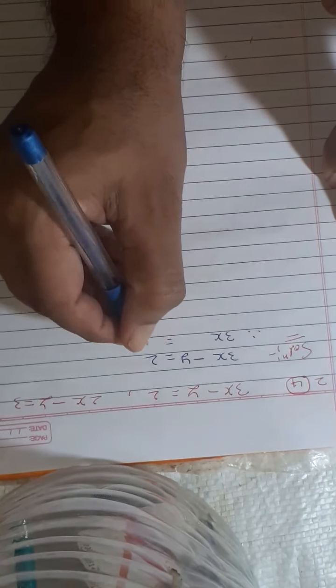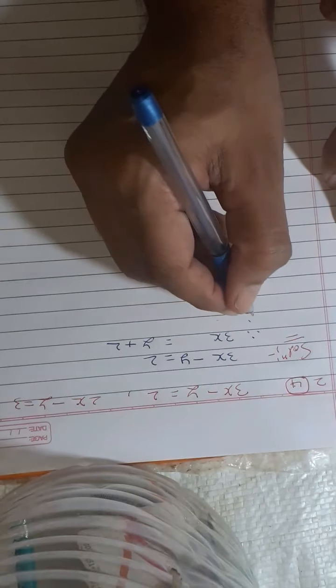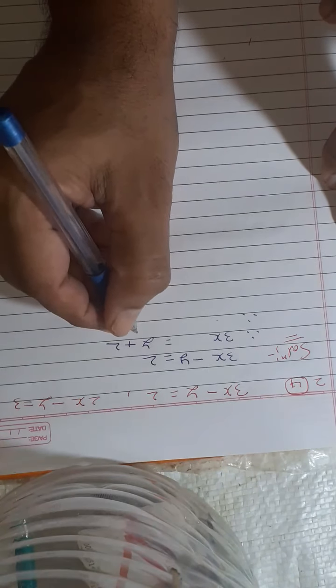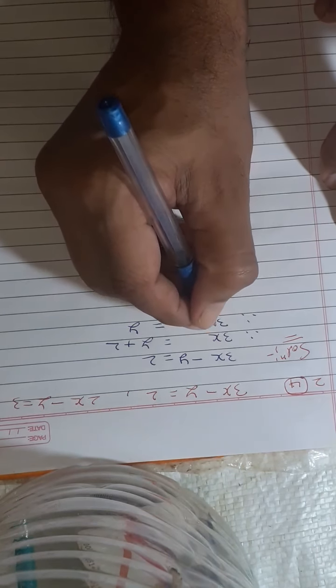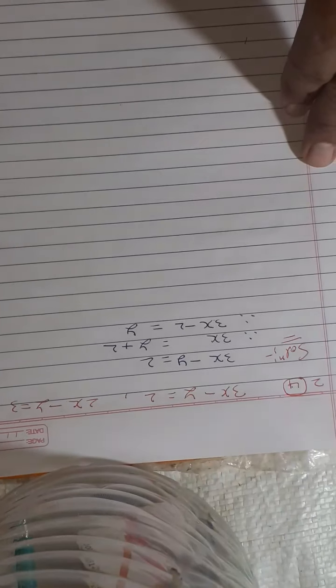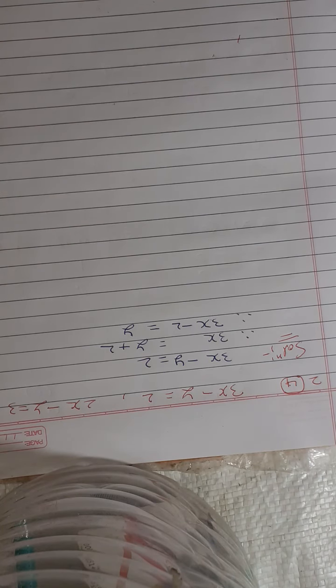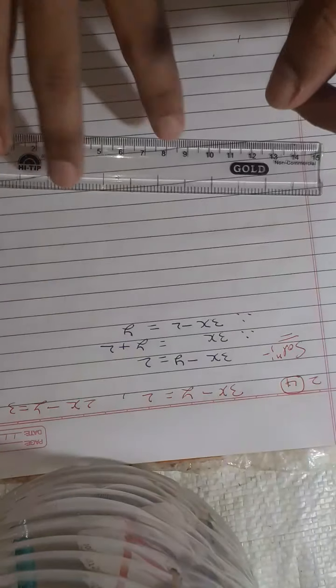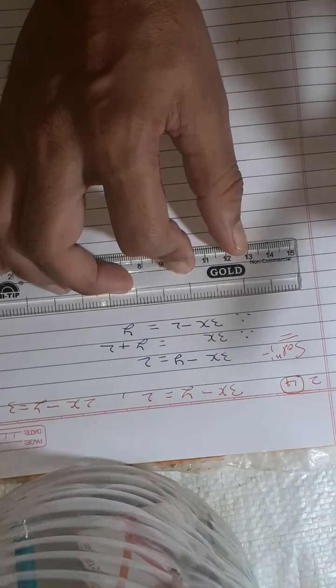3x is equal to y plus 2. Okay, therefore y is equal to 3x minus 2. Clear? Okay, so this is your equation. Now we have to make this equation's table. तो इसका हम एक टेबल बनाते हैं, and then afterwards we will draw the graph.